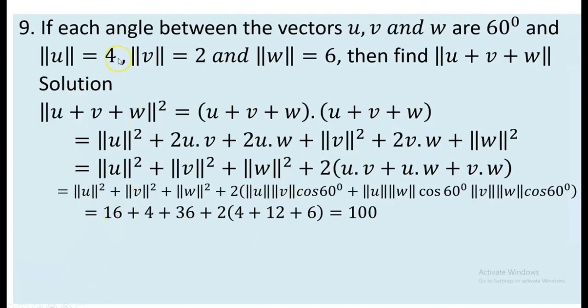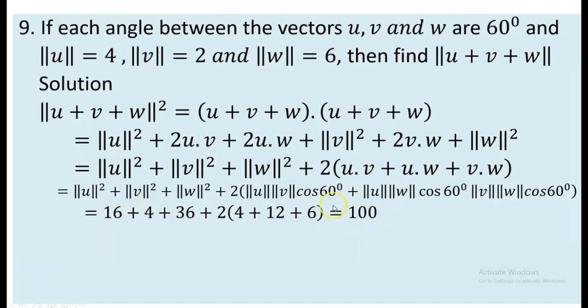16, because norm of u is given as 4, its square is 16; v is 2, its square is 4; and norm of w is 6, its square is 36. Then 2 is taken out. The product of these two, norm of u times norm of v, makes 4 times 2, 8, and cosine 60 is 1 over 2, so you take 4. Do the same for the last 2. You are going to have 12 and 6. So as you sum all this, you are going to get 100.